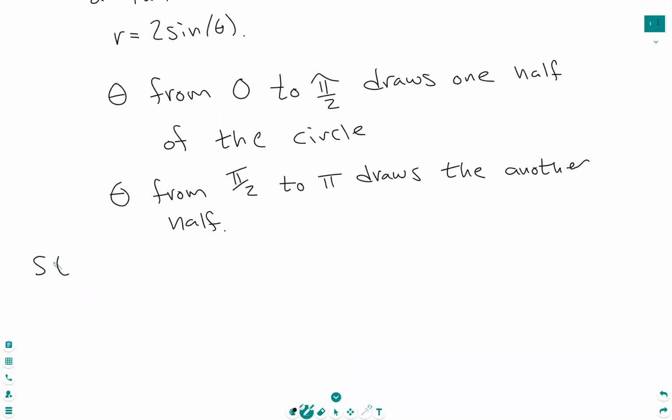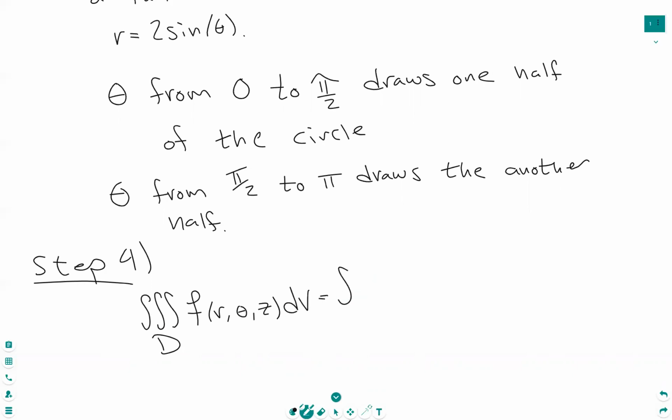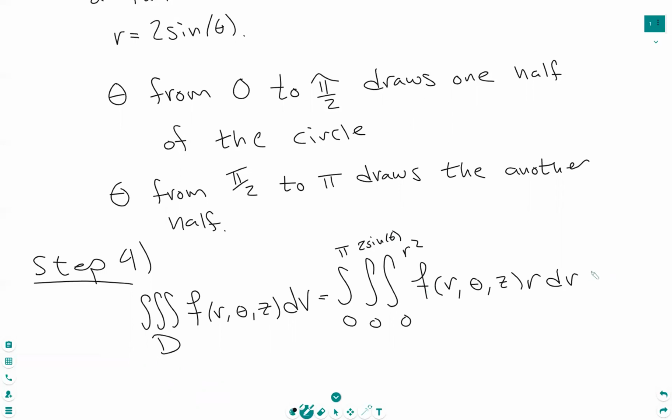So step 4. Our triple integral over the region D of f(r, theta, z) dV is the triple integral from 0 to pi, from 0 to 2 sine of theta, and 0 to r squared of f(r, theta, z) r dz dr d theta.